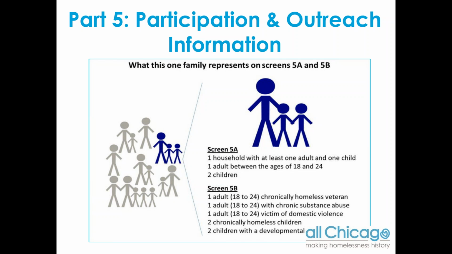So in 5B, we get into what are all the other descriptors of this family. So as you can see, the one adult is under 3 different categories. They're a chronically homeless vet, they have a chronic substance abuse disorder, they're a victim of DV, right? And the children, they fall into 2 categories. They're chronically homeless and they have a developmental disability. So in the 5B chart, our number goes way higher than 3. You know, it's going to be about 7.